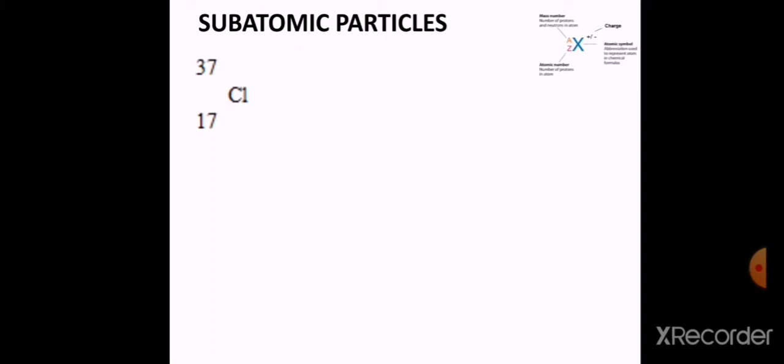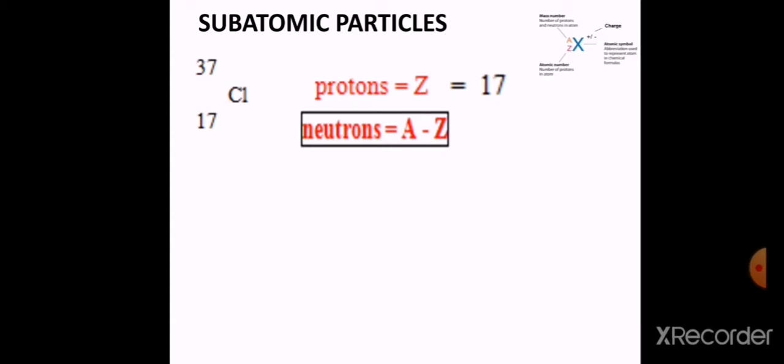Chlorine with a mass number of 37 and atomic number of 17. Take note, walang nakasulat na charge. So, pwede natin i-assume dito na since there's no charge, it is neutral or the value of charge is equal to 0. Okay, so protons will be equal to Z. That is equal to 17. Neutrons is A minus Z, or big number minus the small number on the left side. So 37 minus 17, that's equal to 20 neutrons.